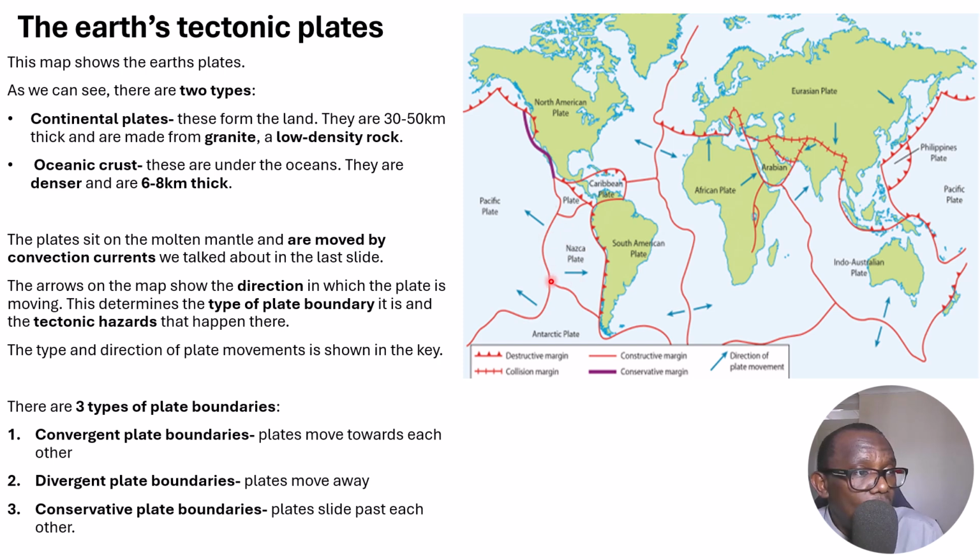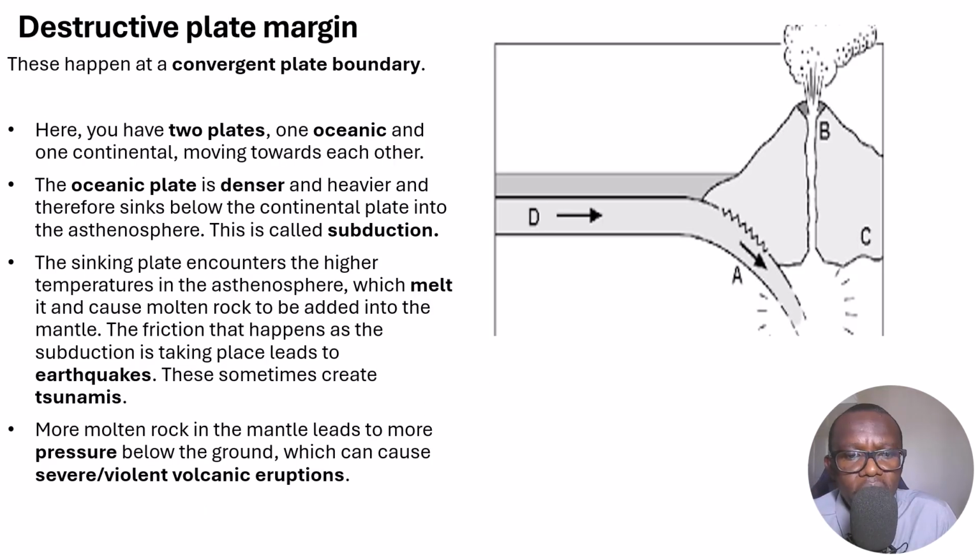Those are moving away from each other, and that is forming a constructive plate margin that we shall talk about a little later on. Then we also have conservative plate boundaries, where the plates are trying to slide past each other. From the different types of plate movement that we have just talked about, we get four types of plate boundaries or plate margins. The first one we'll be talking about is a destructive plate margin.